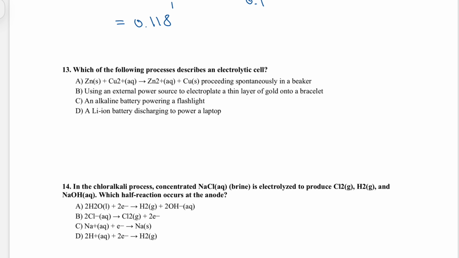Okay, which of the following processes describes an electrolytic cell? So, the important thing to know, electrolytic cells are non-spontaneous. And this means that it requires an external source of power. So, looking at option A, it says proceeding spontaneously in a beaker. So, it can't be this one. And then, same with C and D, these batteries are all spontaneous because they can create power on their own. So, therefore, using an external power source, which is the definition of non-spontaneous, to electroplate a thin layer of gold onto a bracelet, that's an electrolytic cell.